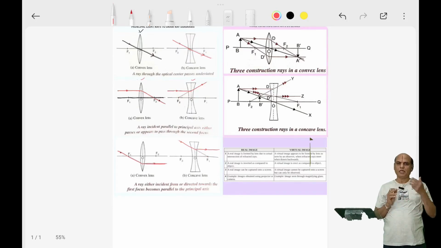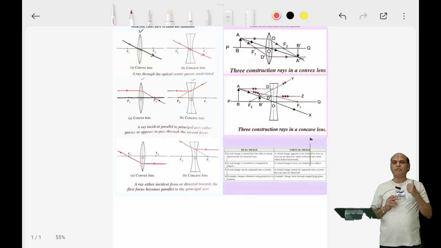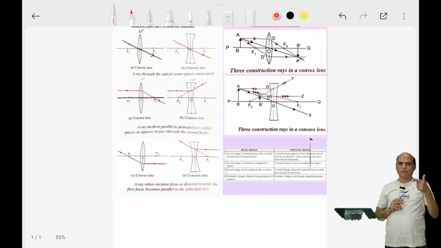So the first principal ray is the light ray which travels through the optical center and after refraction travels in the same direction and path without any deviation. The second kind of principal ray is when the incident light ray is parallel to the principal axis. After suffering refraction, it travels through the focal point on the principal axis, or appears to be emanating from the focal point on the principal axis.